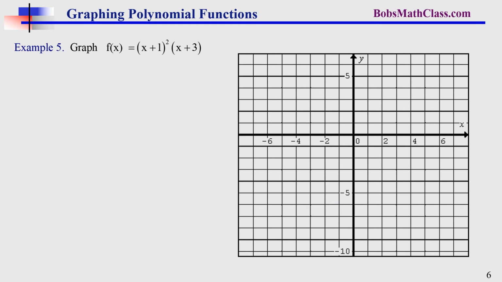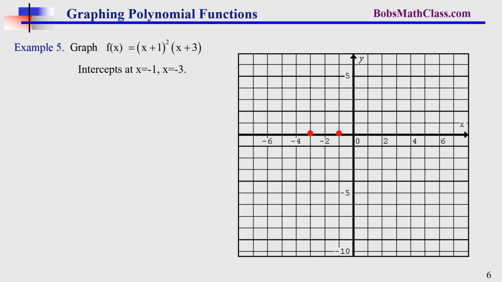All right, here's our next one. Oh, again, there's that squared. That means that that intercept is going to bounce. It's going to go back in the same direction. All right, what are our intercepts? Right, -1 and -3. Let's plot those points. There we go.